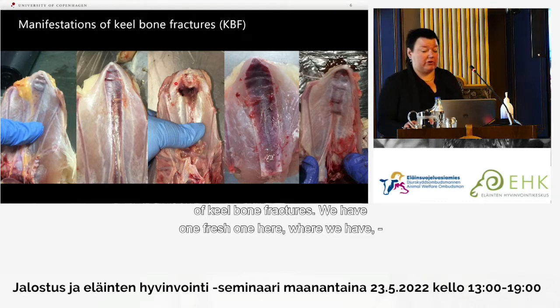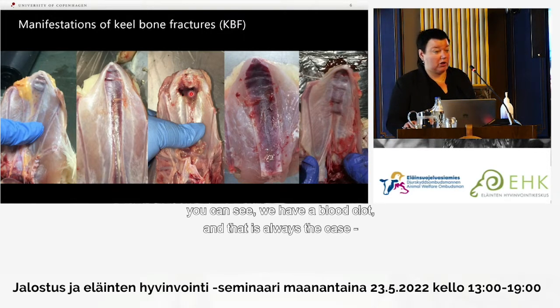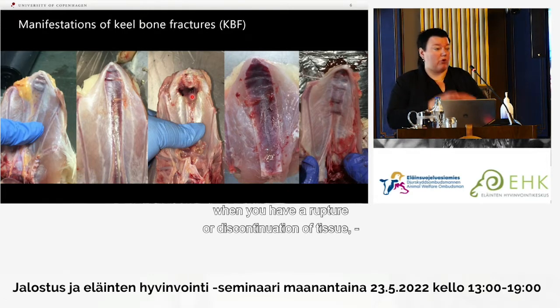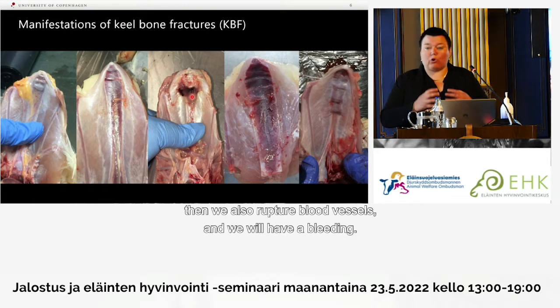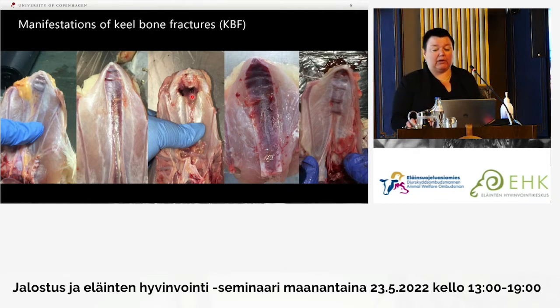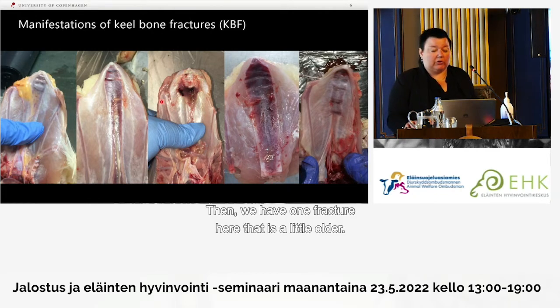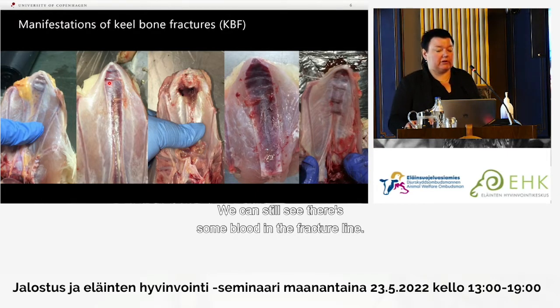We have one fresh one here, where you can see we have a blood clot. And that is always the case when we have a rupture or discontinuation of tissue. Then we also rupture blood vessels, and we will have a bleeding. Then we have one fracture here that is a little older. We can still see there's some blood in the fracture line.